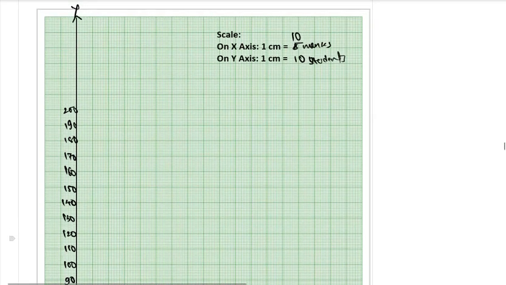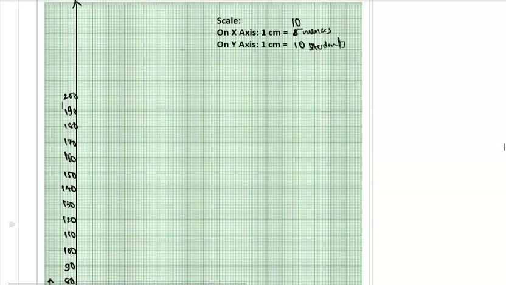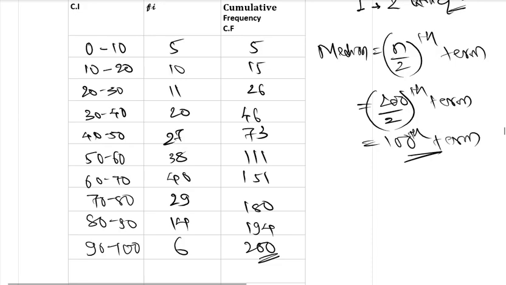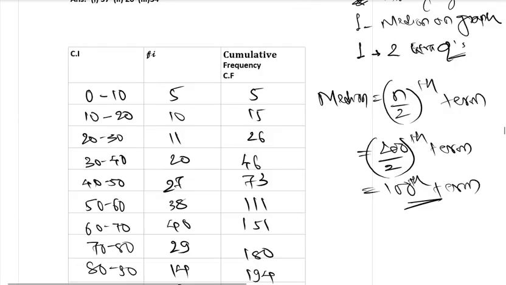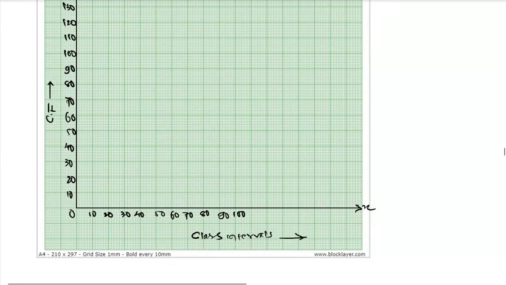Great. So we have used most of our y-axis and more than 50% of our x-axis. So this scale is okay, right? Now let's plot the upper limit versus the cumulative frequency. 10, 5, 10, 5, and then 20, 15. Great. Let's plot it. 10, 5.